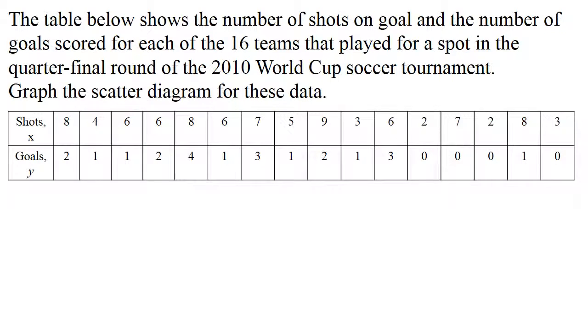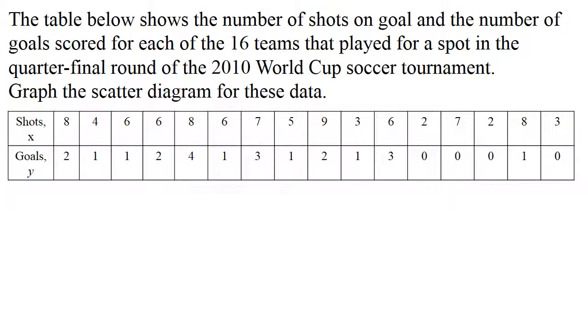The table here shows the number of shots on goal and the number of goals scored for each of the 16 teams that played for a spot in the quarterfinal round of the 2010 World Cup soccer tournament. And so they asked us to graph a scatter diagram. Now, before you draw your grid for this, a lot of times you want to look and see what's the lowest value, the highest value your x's are going to have to go, and what's the lowest and highest your y's are going to have to go.